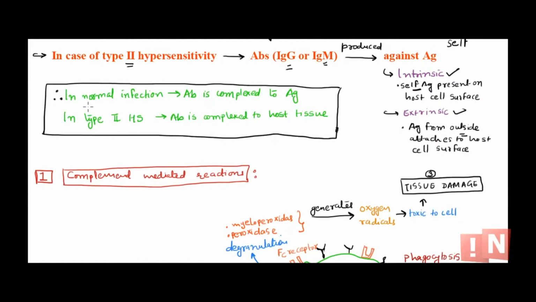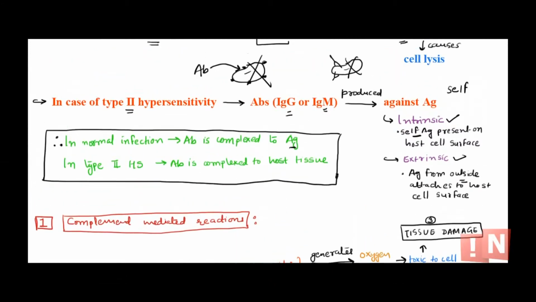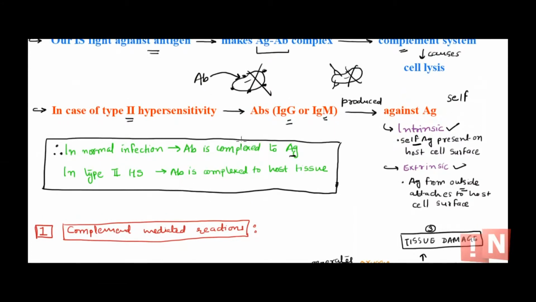As I said, in normal infection, antibody binds to antigen and you're going to destroy that outside antigen. But in case of hypersensitivity 2, your antibody is going to destroy the host tissue, because in case of extrinsic antigen also it is bound to your own cell. So finally what you are destroying is your own tissue. So that's the difference. In case of normal infection, antibody is bound to antigen, so you're killing an antigen. But in case of hypersensitivity 2, antibody is actually bound to your own cell and it is going to kill the healthy tissue or your own cell.